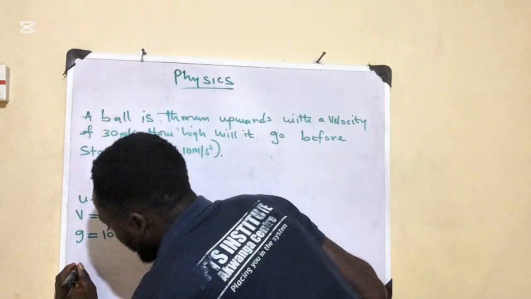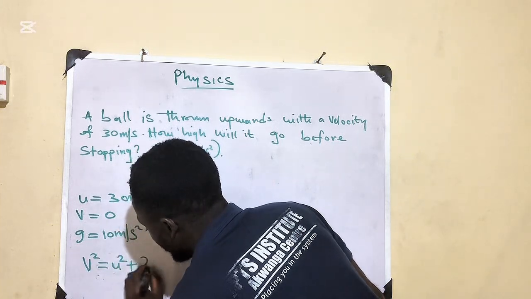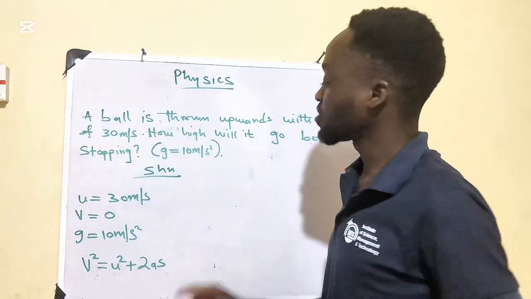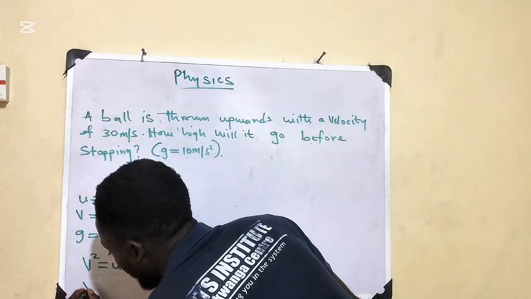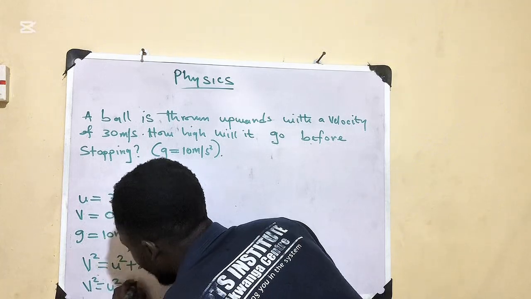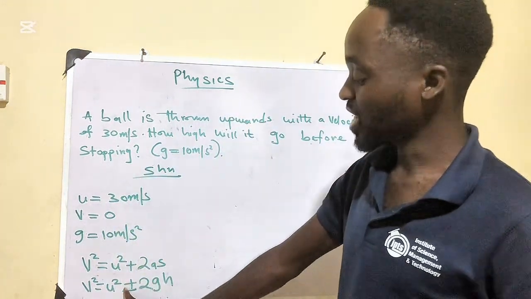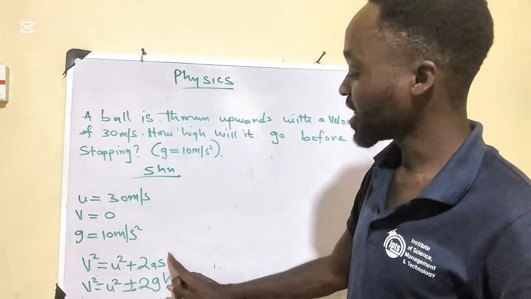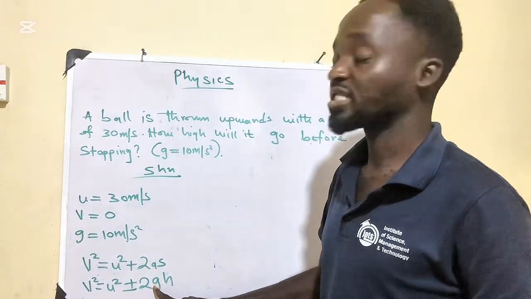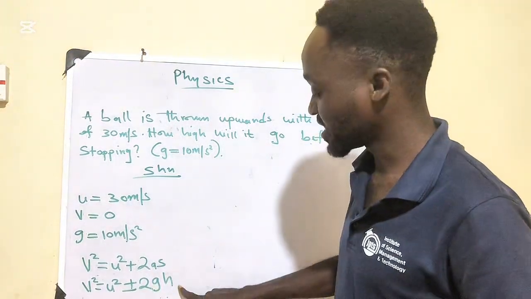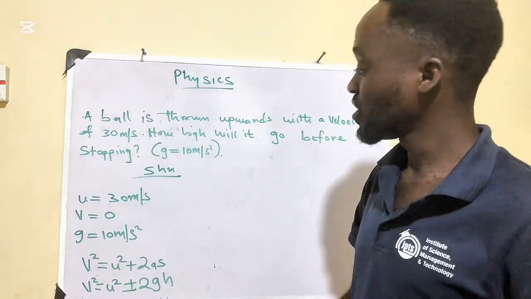Now, from the third equation of motion, we have that v squared is equals to u squared plus 2as. Now this is the third equation of motion. But because we are dealing with a body that is going vertically, either up or down, this equation is going to change to something like this: v squared equals u squared plus or minus 2gh. You can see that the only difference is the plus or minus sign, and then a becomes g and s becomes h. When you are dealing with bodies under gravity, a, which is your acceleration, becomes g, which is acceleration due to gravity, and s, which is the distance, becomes height, because now we are dealing with height, not distance, because the body is going up or falling down. So this is the equation we are going to use to find the height.